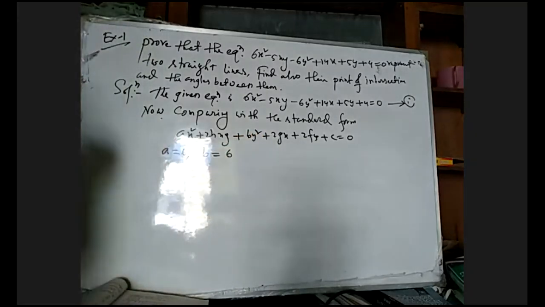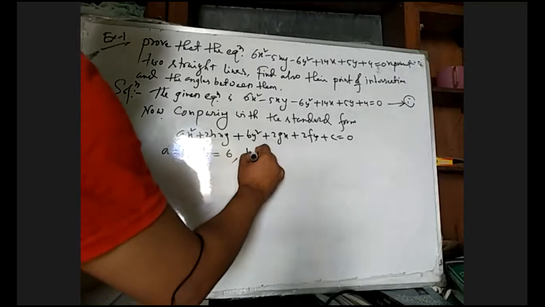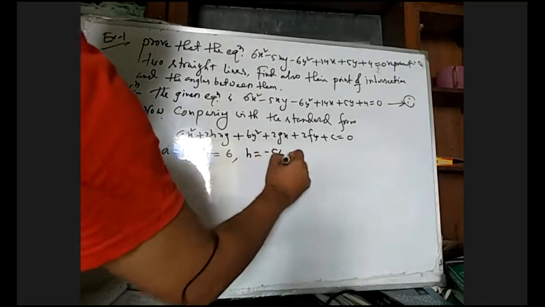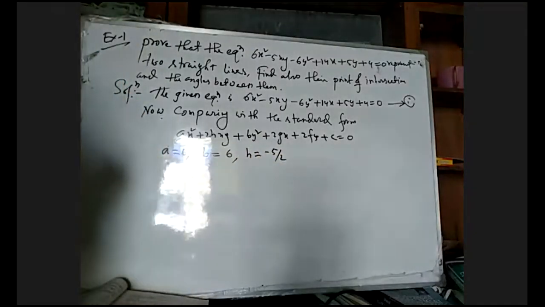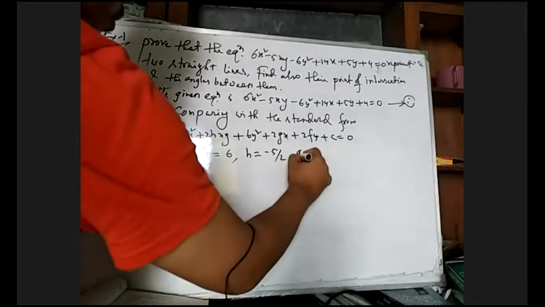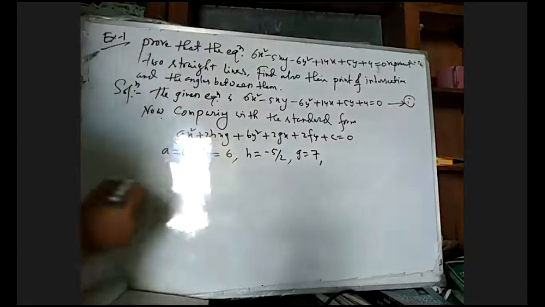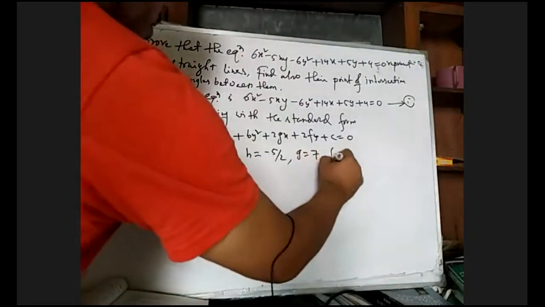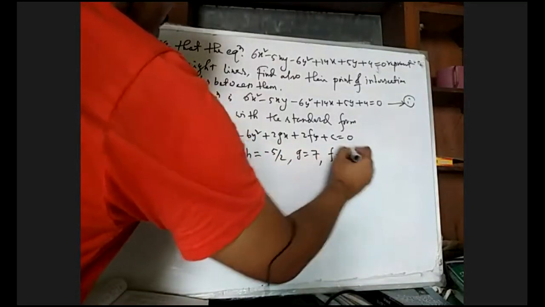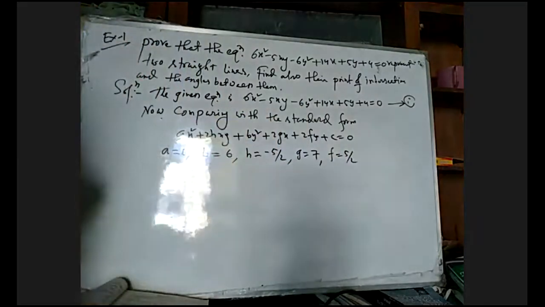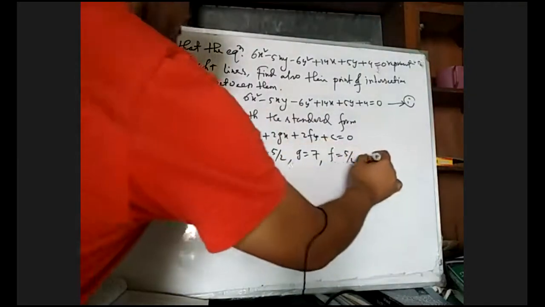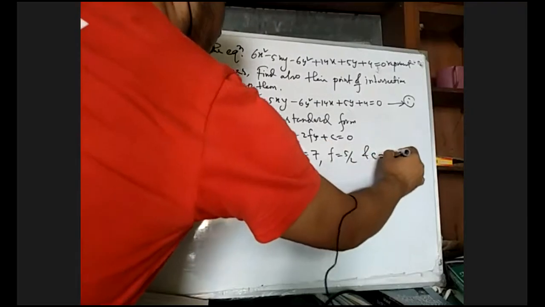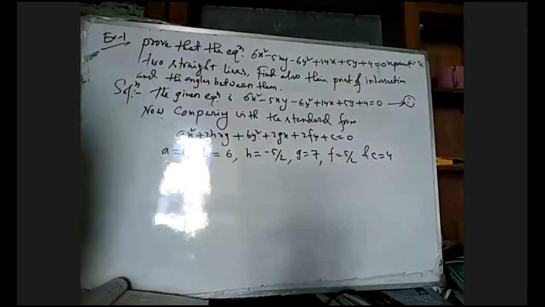Then a equals to what? Minus 5 by 2. Okay, z equals to what? 7. Z equals to 7, f equals to what? 5 by 2, just comparing. Okay, and c equals to what? 4. Right?